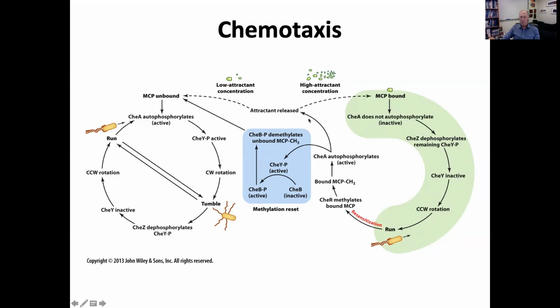If the cell is moving up the gradient, the system is being pushed this direction. So CheA is not phosphorylating, CheY is non-phosphorylated, and the flagellum is moving counterclockwise. These are the things I already told you. Well, what is the role of CheB and CheR, the methylation? Essentially, methylation by CheR makes the MCP less sensitive to binding of attractants.